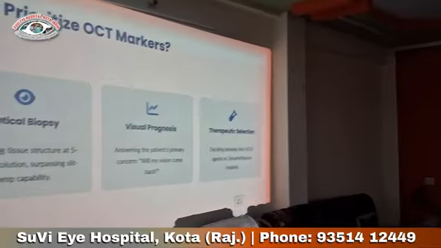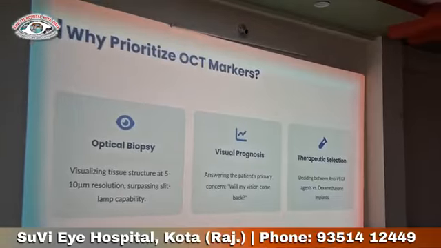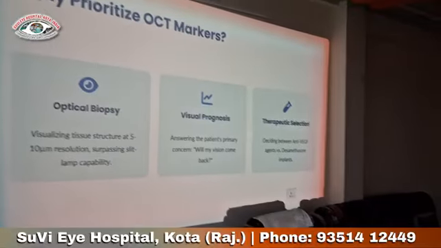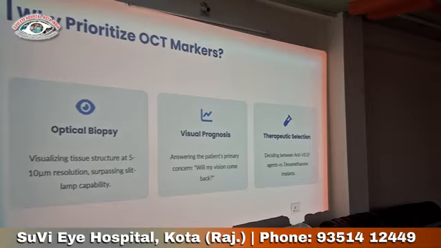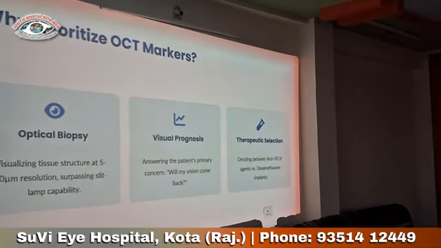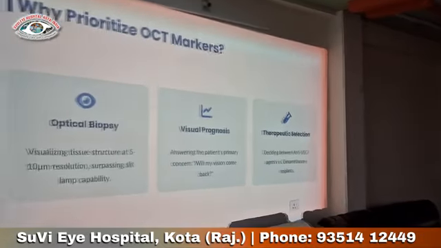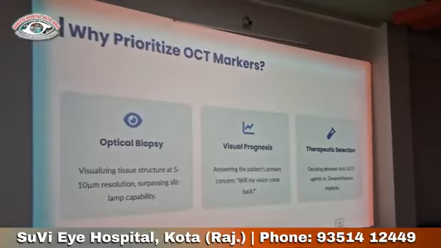So after anti-VEGF therapy, why did they not improve? Should they be switched to steroid or to a different anti-VEGF agent, or is their visual prognosis poor? So we need OCT biomarkers for that. And one more thing, paradoxical visual acuity.